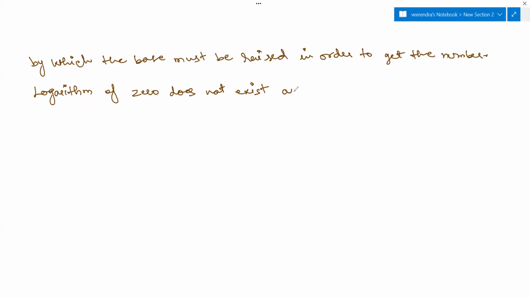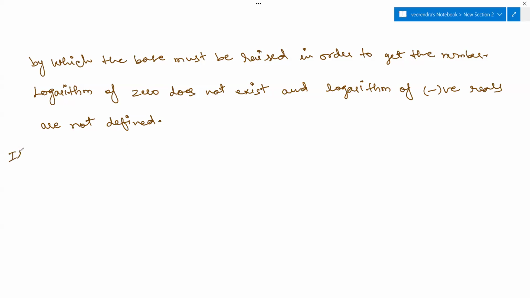and logarithm of negative reals are not defined. So we will see some examples now after this illustration.